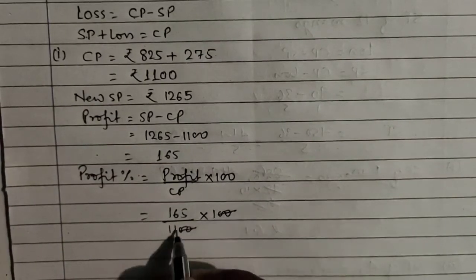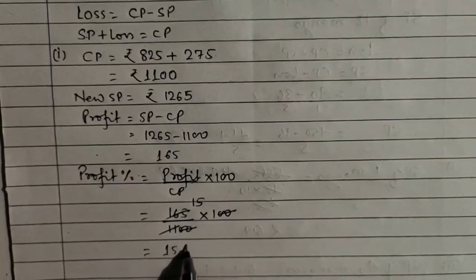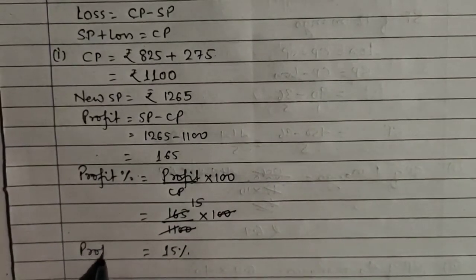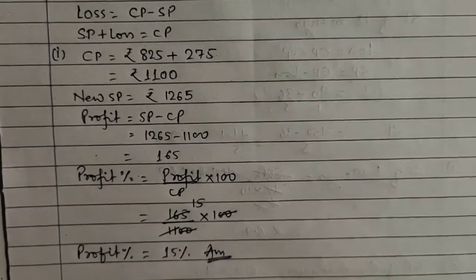0 0 cancelled. 11 1 ja 11, 11 5 ja 55. Therefore profit percent is 15%. This will be our answer. Hope that this question is also clear to you.